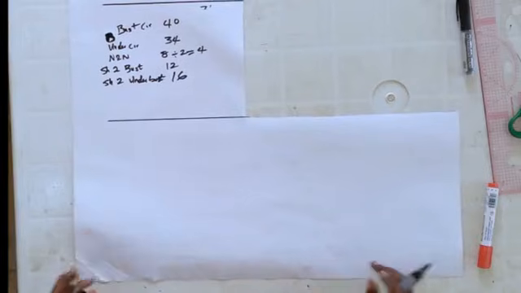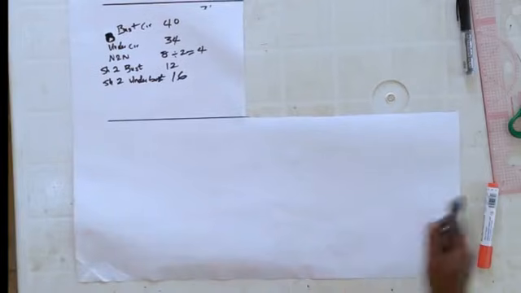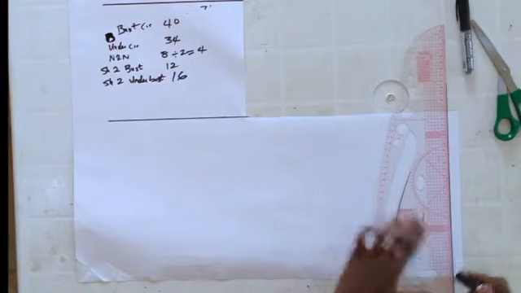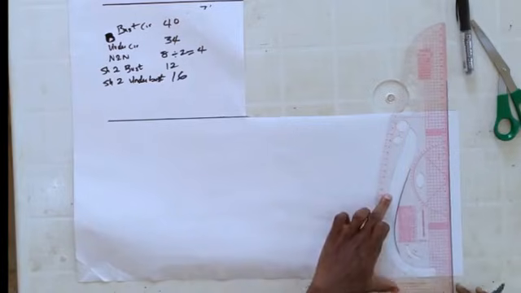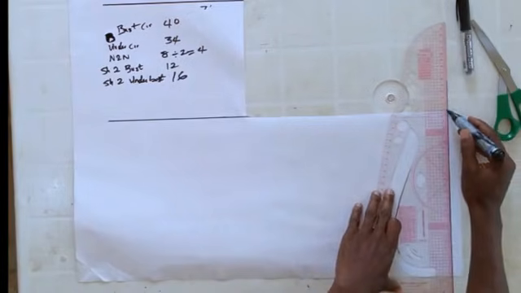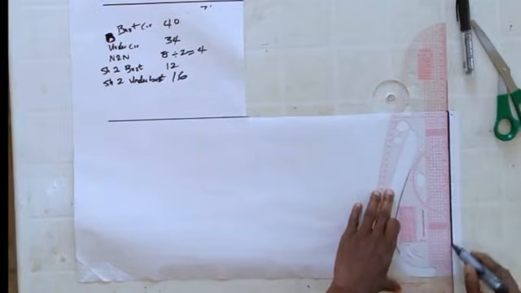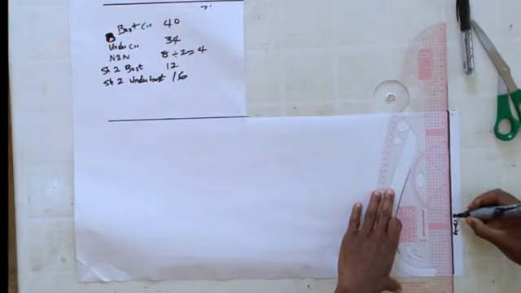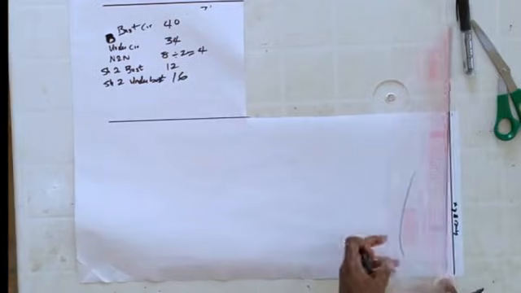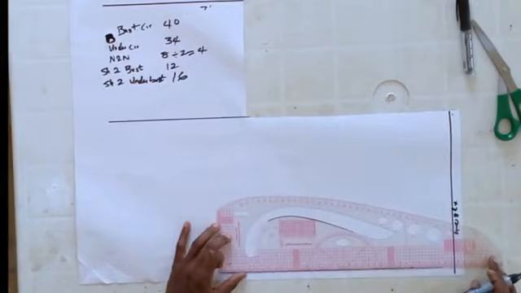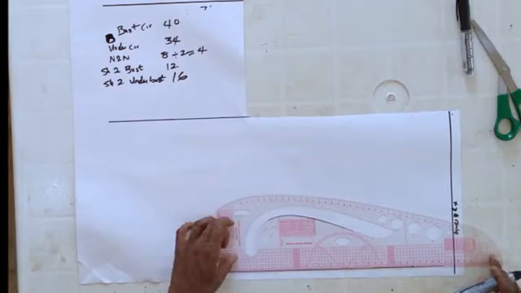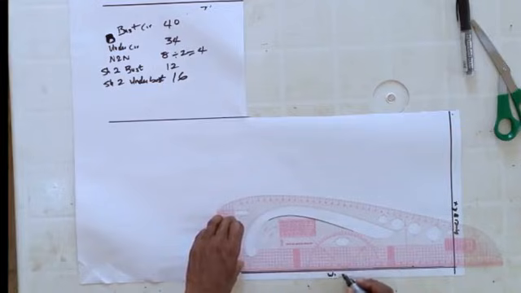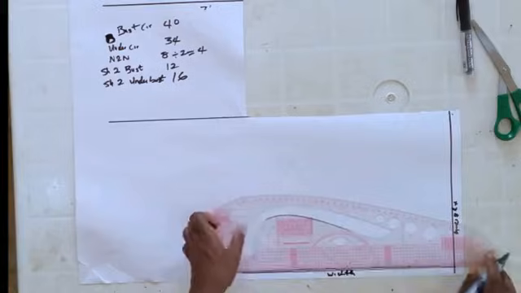And the first thing we are going to do to draft this is to create a border line. So I'm going to make a border line here. Here's my border line. This will be the height axis. And also the width axis.